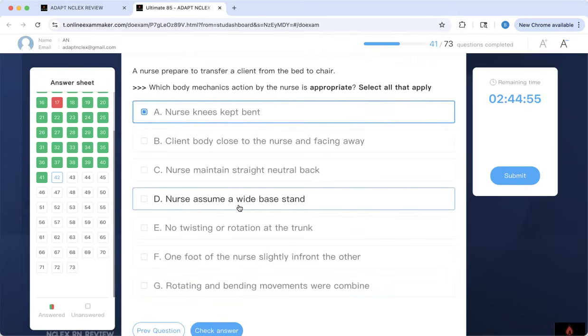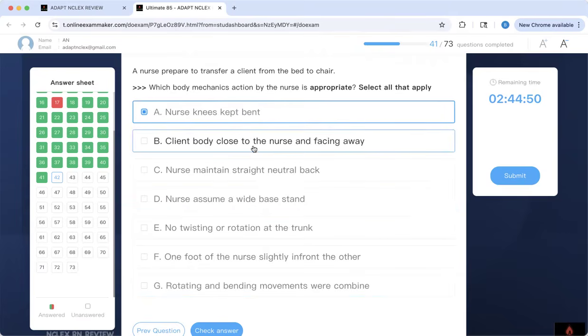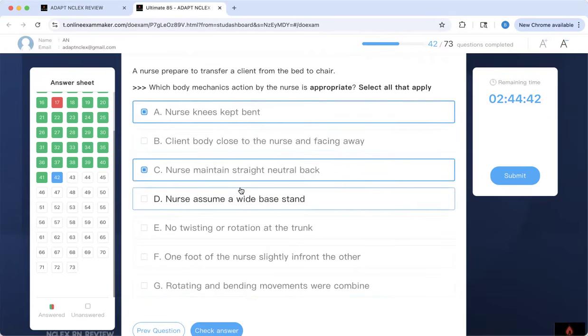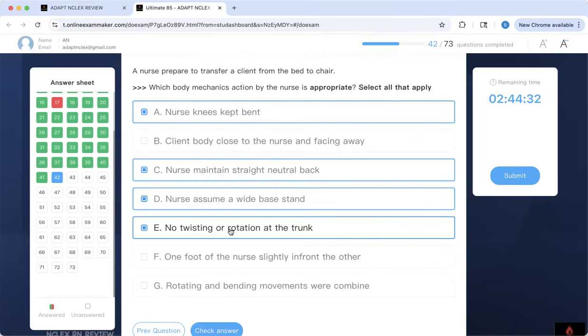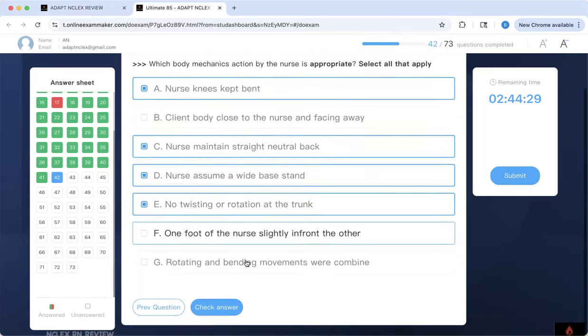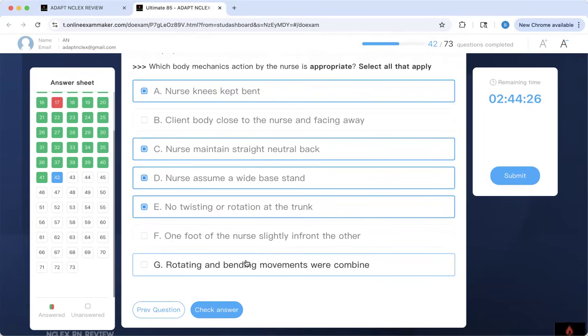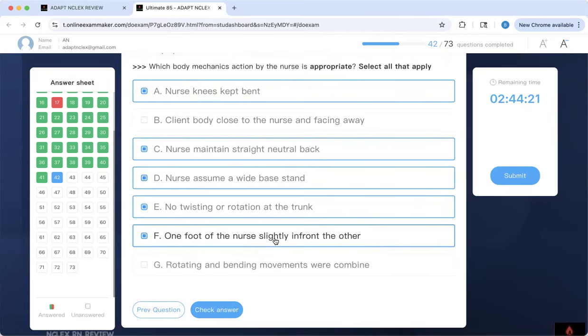You're going to bend yourself, right? Bend your knee. Client body close to the nurse and facing away? That's unsafe. The nurse maintains a straight back. You don't want to break your spine. The nurse assumes a wide-based stance to help you not to fall. You don't twist or rotate at the trunk. That's why you keep your back straight. One foot slightly in front of the other gives you better balance, and you don't rotate any movement on your spine.